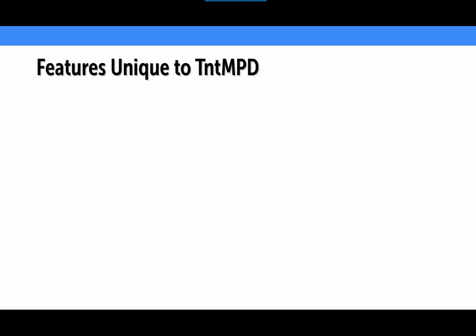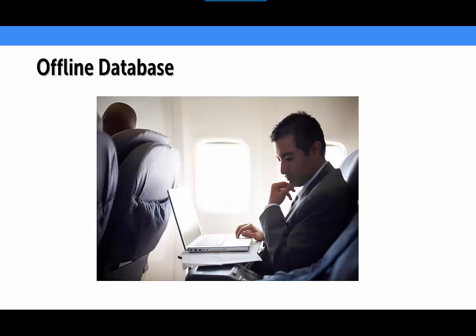And so what are some of the features that are unique to TntMPD? Well, obviously an offline feature. So people who travel a lot or live in rural areas where internet access is not available, especially maybe by phone, they can't get their data plan or whatever. Or you live in another country where you do not have internet access, or it's intermittent, or you pay by the minute. So having the offline database is unique to TntMPD.